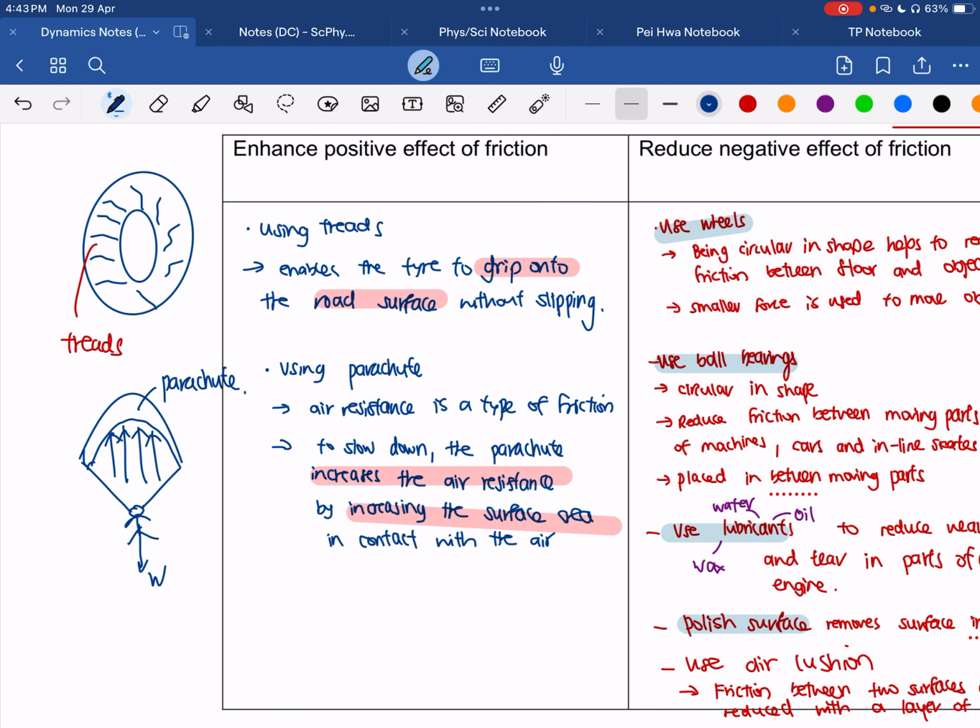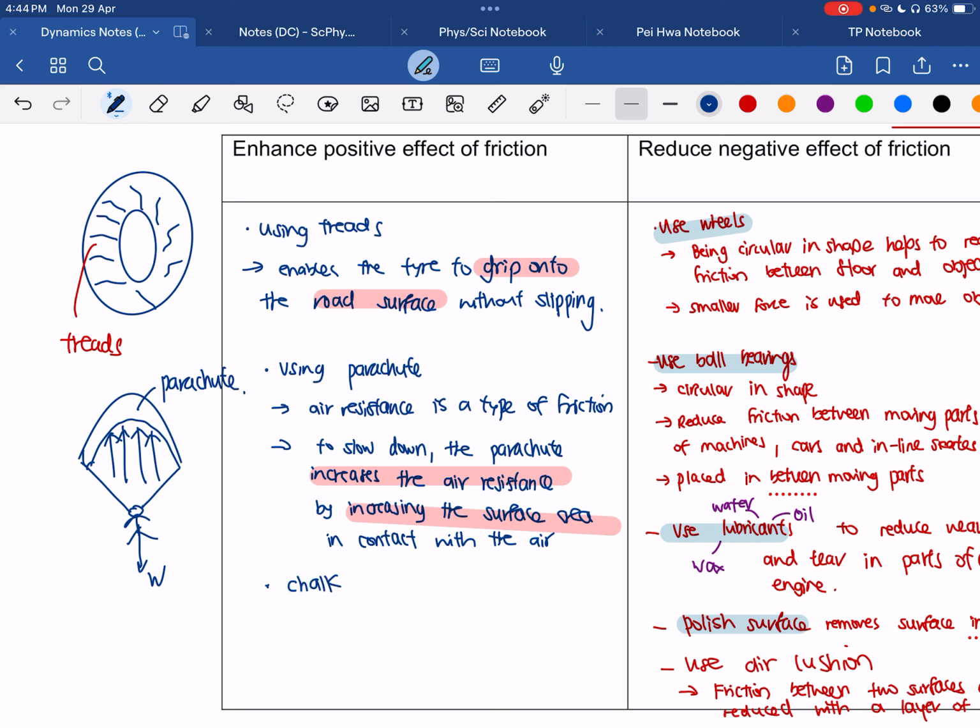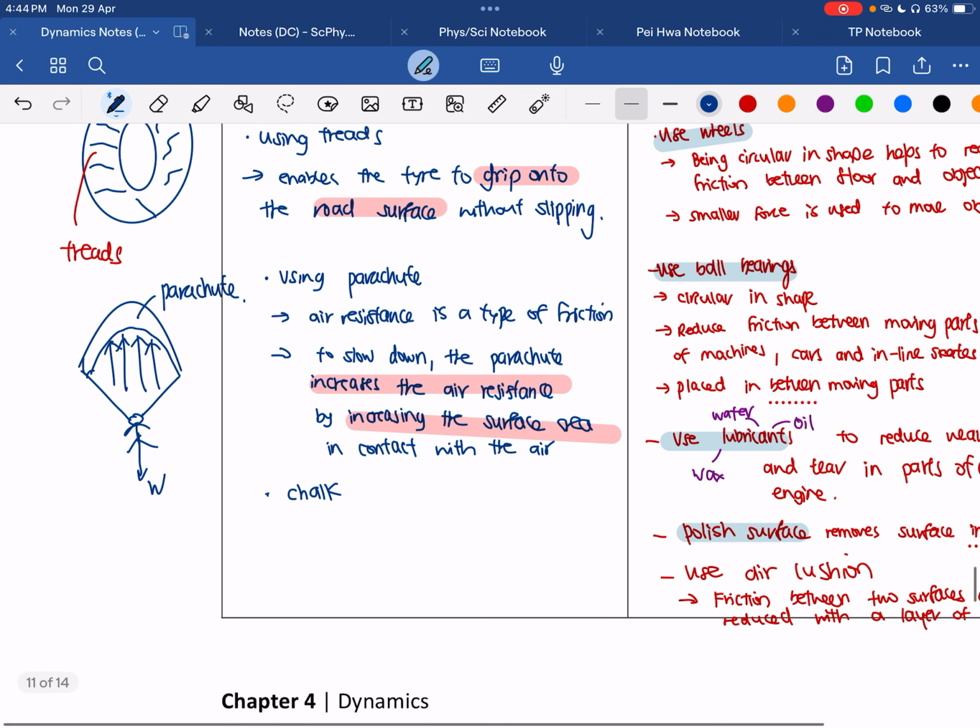Right, last one, to enhance the effect, which a lot of rock climbers will use this method, right? If I'm trying to climb onto the rock wall, I need to have a lot of grip, right, between my hand and the rock wall. So one of the methods is to use chalk.